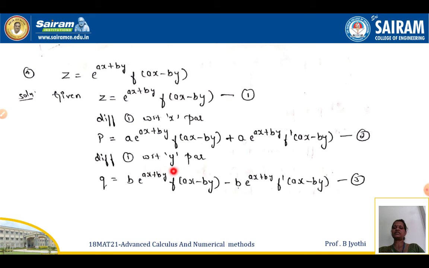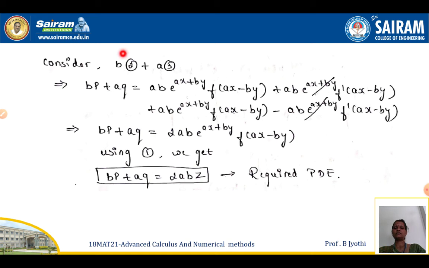Whereas if you are differentiating with respect to y, b will be multiplied when you differentiate e power ax plus by, whereas minus b is multiplied when we differentiate the f function with respect to y. So we are having p as well as q, and both are having f and f dash. So first let us try to eliminate f dash from the second equation, and then f. So how to eliminate f dash? The second equation should be multiplied with b and the third one will be multiplied with a.